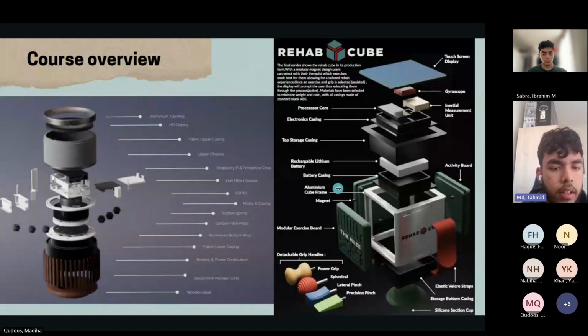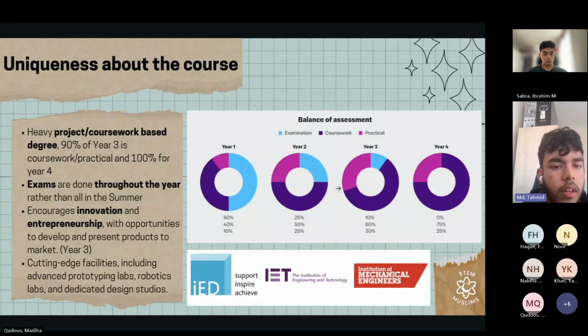Okay, so uniqueness about the course. One of the main unique things about this is that the balance of assessment is very coursework and project heavy. So when you get to year 3 and year 4, 90% of year 3 is basically coursework and practical. So in terms of exams, you won't do that many. In year 1, you do half of these exams, but after that, there are not many exams. So that's one of the most unique things about this.